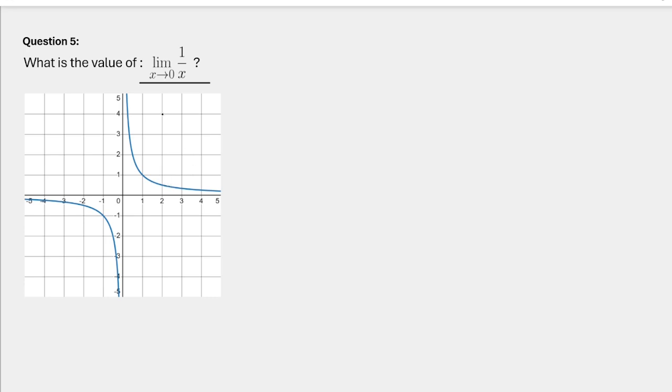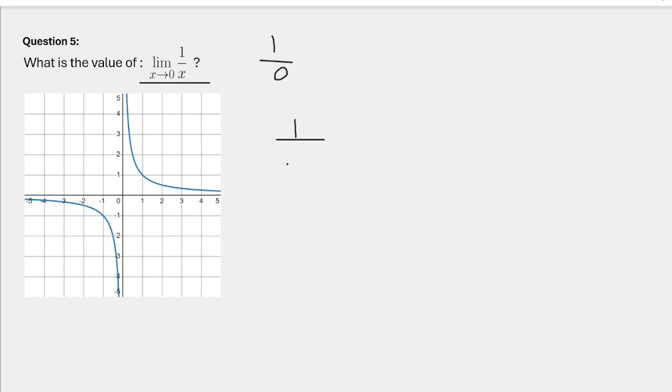And, well, this is part of the reason why this function doesn't have a limit. And what do I mean by that? Well, let's go ahead and evaluate this mathematically. So just looking at this, if we try to substitute in 0, we're just going to get division by 0. That doesn't work. So let's try evaluating this as x becomes infinitely close to 0.